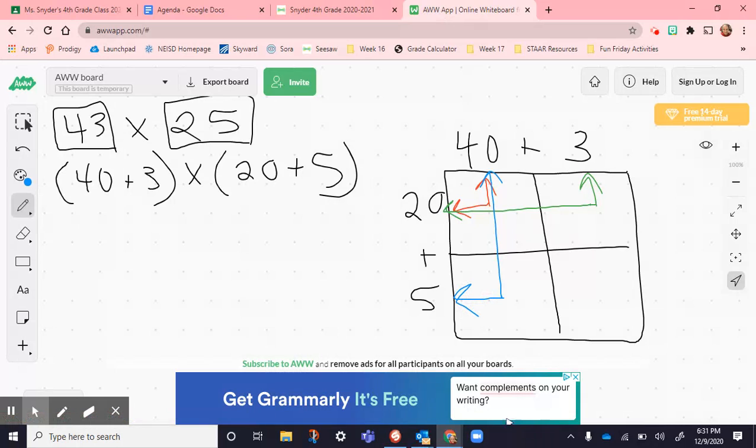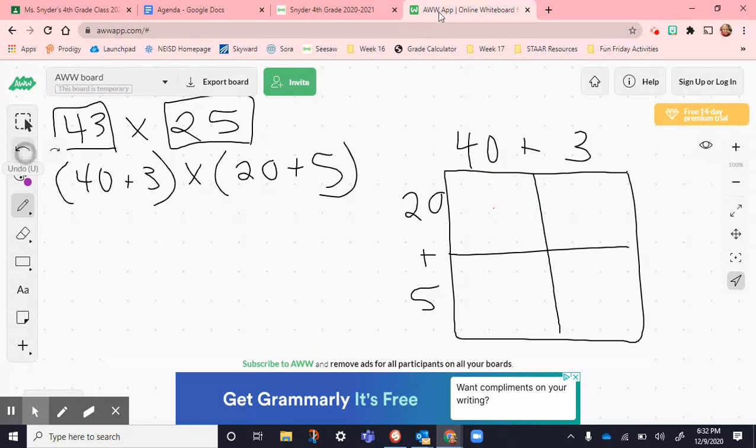40 times 5. If I'm in this last box, I'm going to look all the way up to the 3, all the way over to the 5. So I look, it's length times width. So I'm looking up at the length and then looking at the width, and I'm multiplying those together. So let me get rid of all that, and let's actually multiply them.